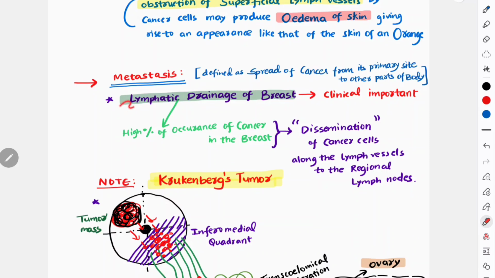So we'll discuss how it will metastasize. Lymphatic drainage of the breast. Clinical importance: the lymphatic drainage of the breast is primarily responsible for this metastasis. The high percentage of occurrence of cancer in the breast is due to lymphatic drainage of the breast. So there is dissemination of the cancer cells along the lymph vessels to the regional lymph nodes. The cancer cells will spread to regional lymph nodes, and from there they will go to different parts of the body.